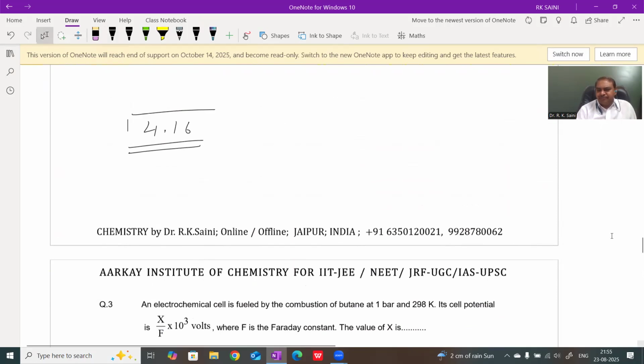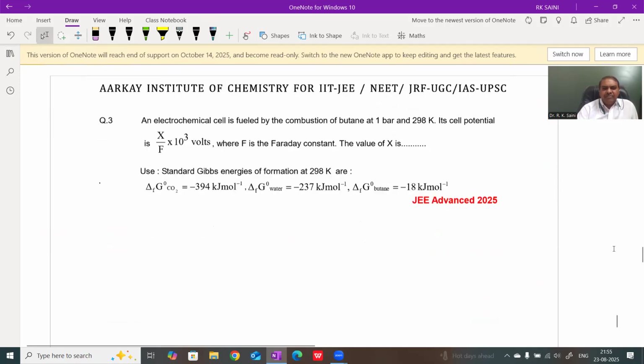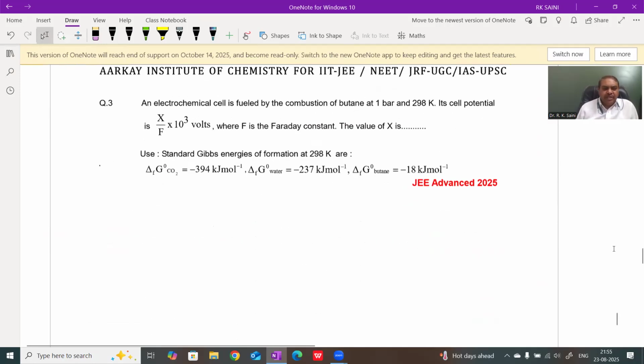Question number third. Question third is related to electrochemistry as well as thermodynamics. Read the question carefully. The electrochemical cell is fueled by the combustion of butane at 1 bar and 298 Kelvin. It means given at standard condition, the cell potential is x upon F into 10 to the power 3 volts, where F is the Faraday constant. Find the value of x.